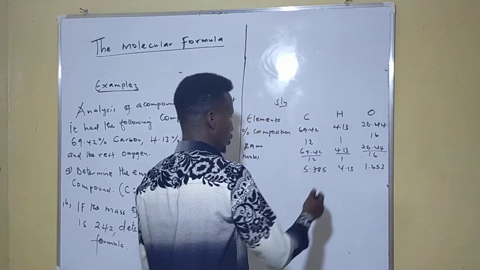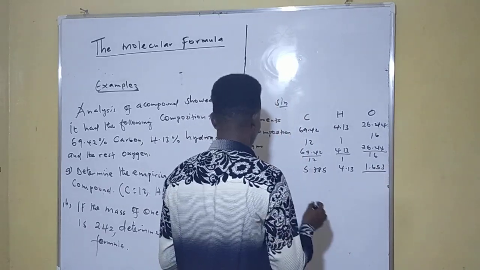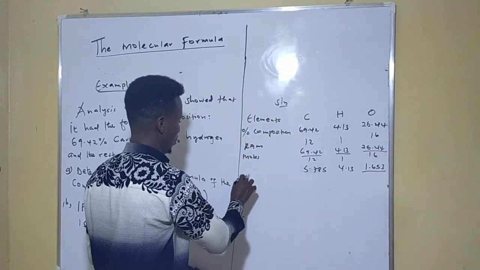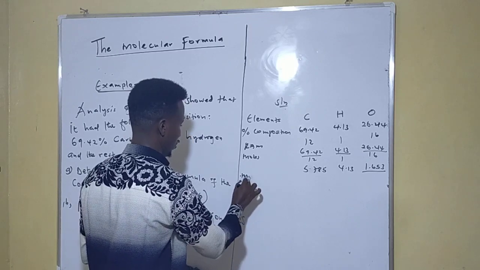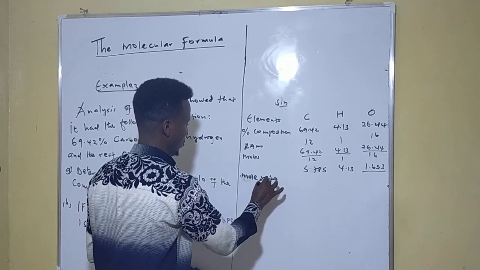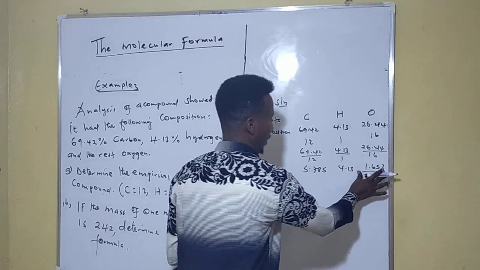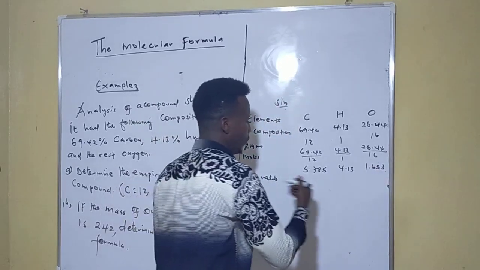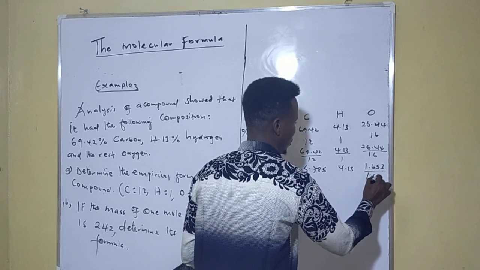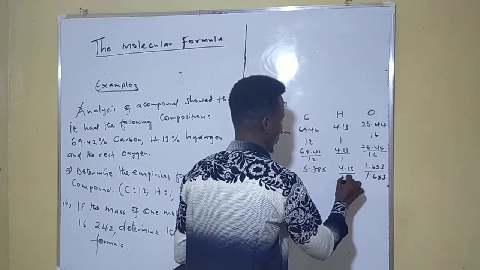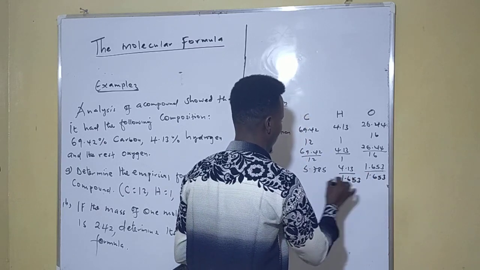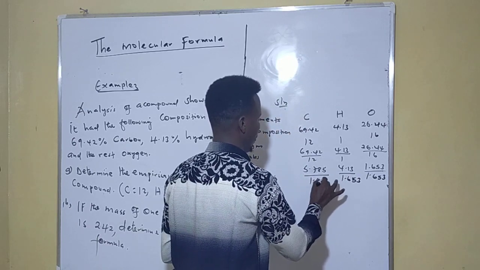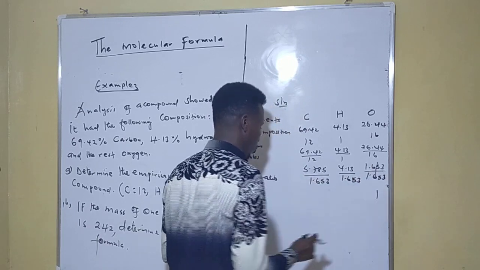1.653. So the smallest among these is what? Now let's get mole ratios. Mole ratio is dividing among these three. I think 1.653 is the smallest, so we divide throughout by that number. So it will be 1.653, 1.653, 1.653. So here obviously you're going to get 1.